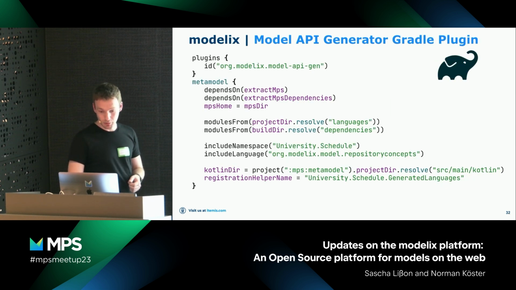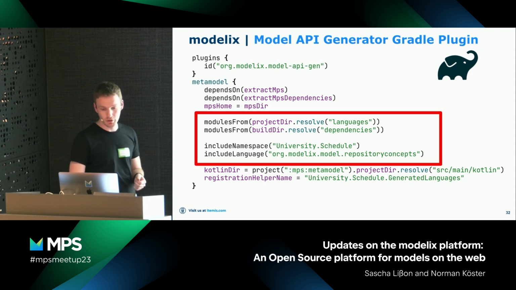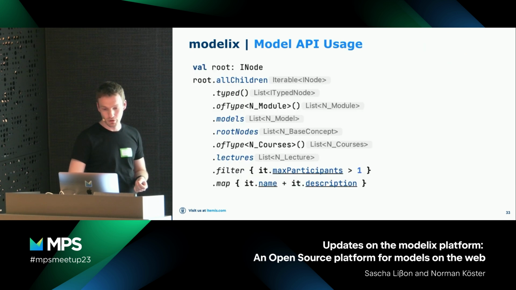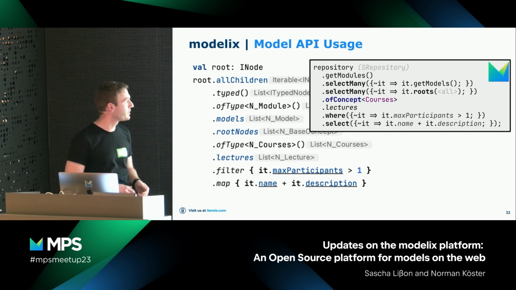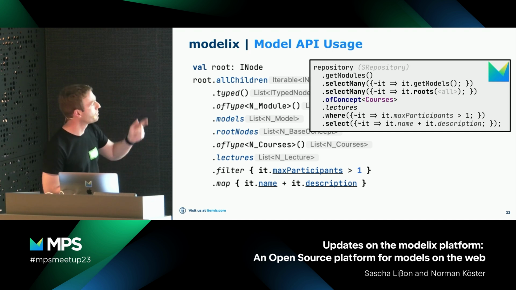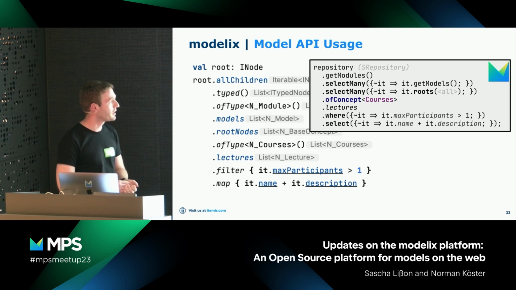There's also a Gradle plugin for running this generation step. You just specify where to find your languages, and then you can tell it what languages you want to generate an API for. And after that's done, you get some Kotlin code that works with this typed API. The goal was to make working with models similar to working with models in MPS using this SModel language. This is how you would write the same code inside MPS.